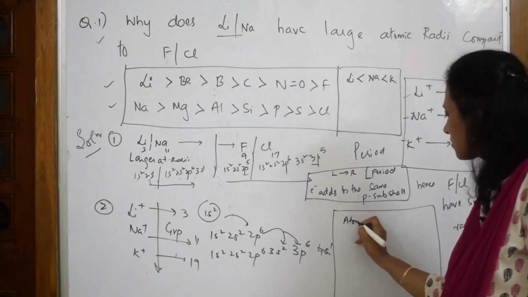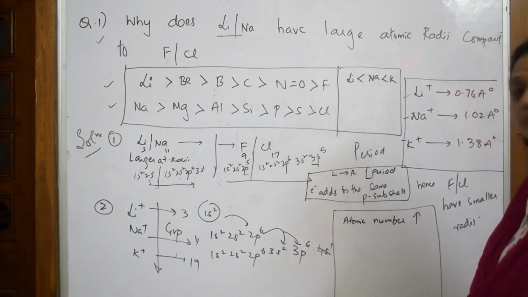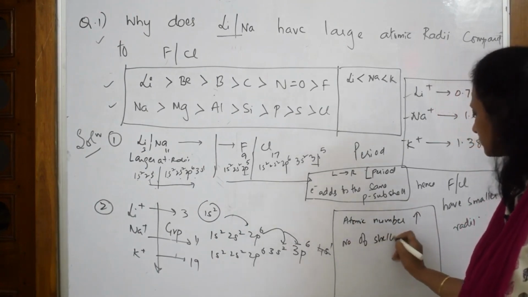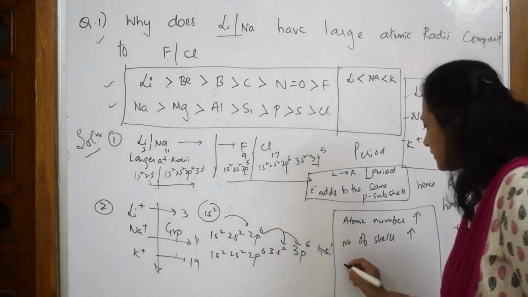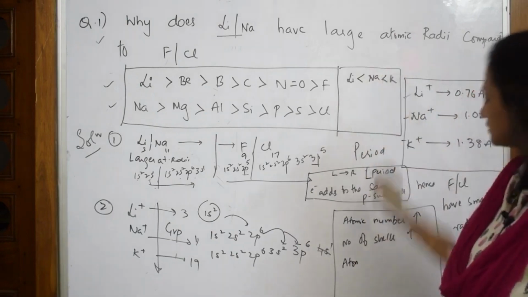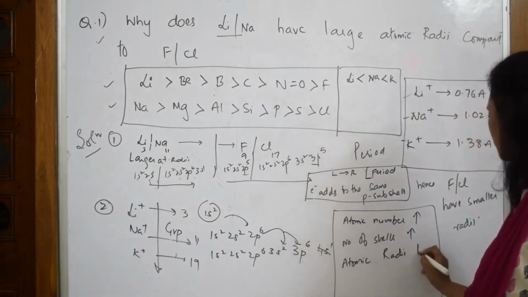Atomic number increases. Number of shells increases. Then what happens? Automatically, the atomic number increases and the number of shells increases. As the name suggests, you need to end your answer with: atomic radius also increases.